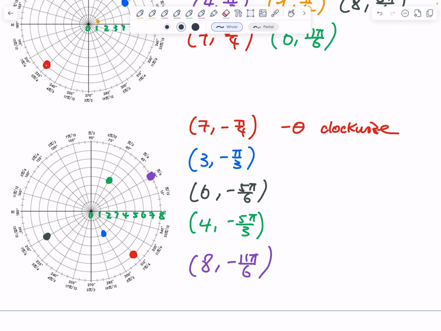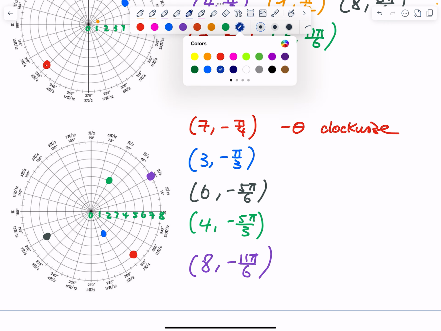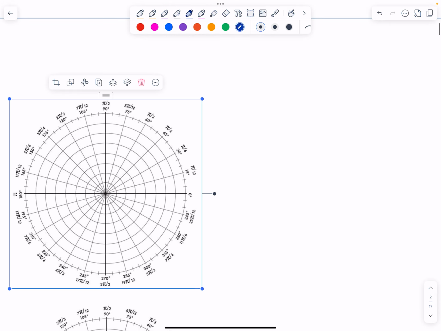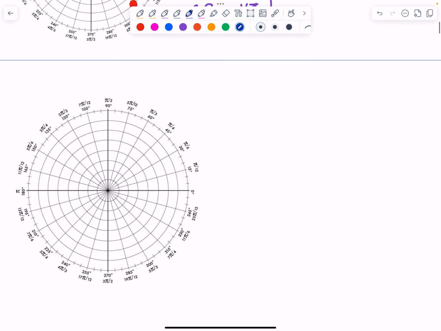Okay, moving on. How about this time we use negative r? Okay, let's use some negative r. Let's move this up. How about this time we try negative 6, pi over 3. So we have positive theta. This is counterclockwise.